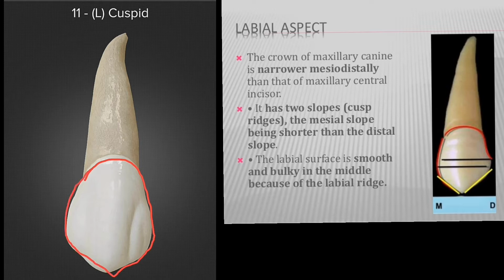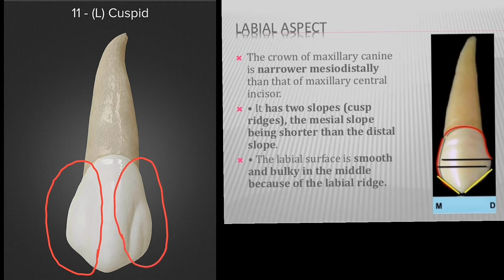So the crown is pyramidal in shape, and the mesial half of the crown resembles a portion of the incisor, whereas the distal half of the crown resembles the premolar. That means the mesial half, here's the mesial half of the crown, resembles the central incisor, while the distal half of the crown resembles the premolar.